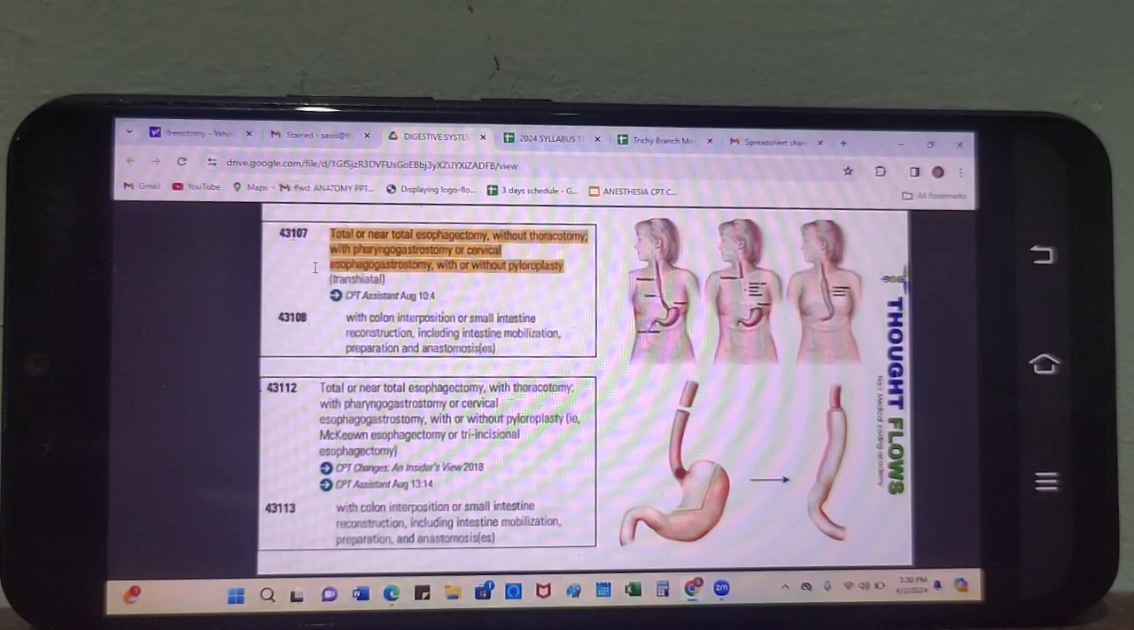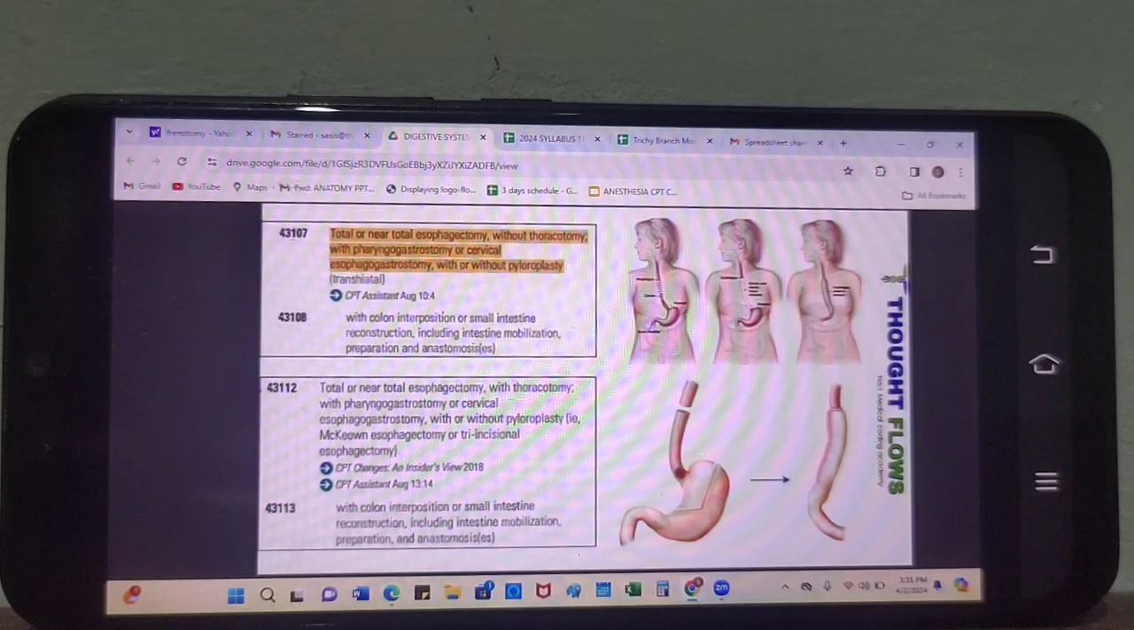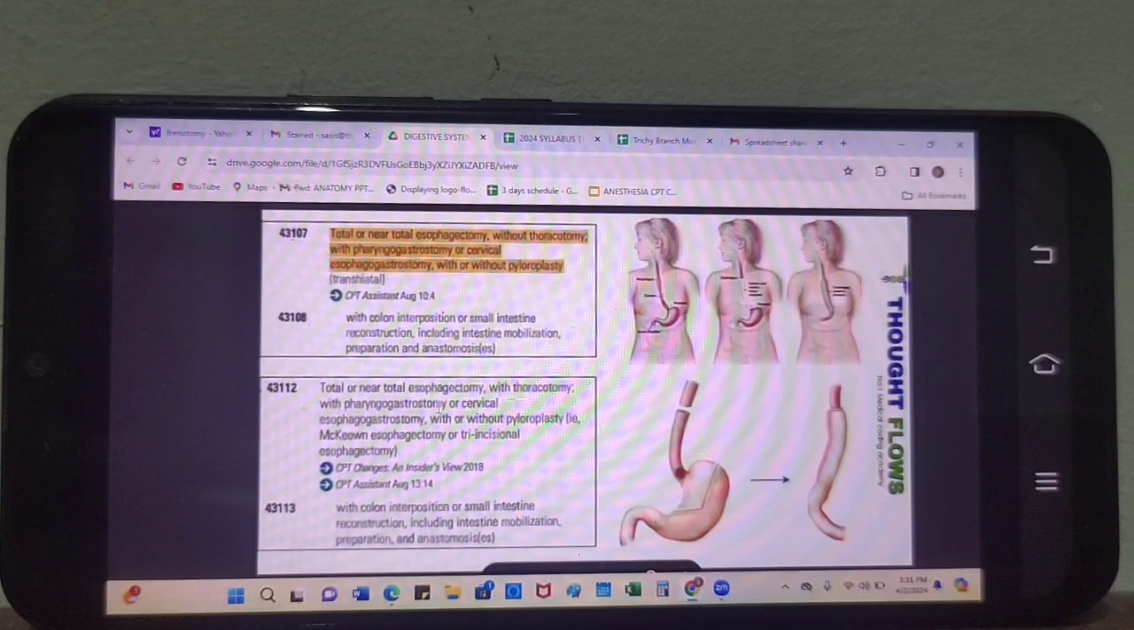Without thoracotomy, then with thoracotomy. So without an incision of the chest, the doctor completes the procedure. Same procedure, guys: total or near total esophagectomy, with the colon interposition or small intestine reconstruction. Here also the same. So the difference is without thoracotomy, without incision of the thorax, the doctor completes the procedure, means go for 107 and 108.